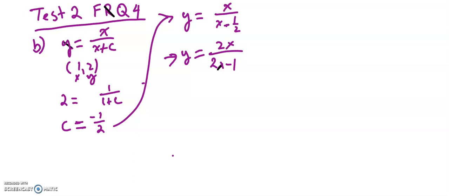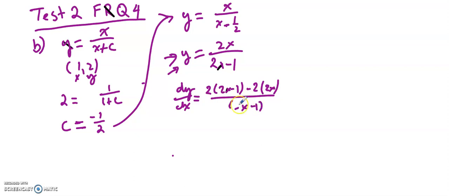Now the second part to this question says find dy/dx at (0, 0). So I've got to use this equation since it's for this particular solution. I first have to find dy/dx, and again, I have to use the quotient rule: derivative of the top times the bottom minus the derivative of the bottom times the top, over the bottom squared. Simplifying, this 4x and this 4x would cancel, and I'd be left with negative 2 over (2x minus 1) squared.